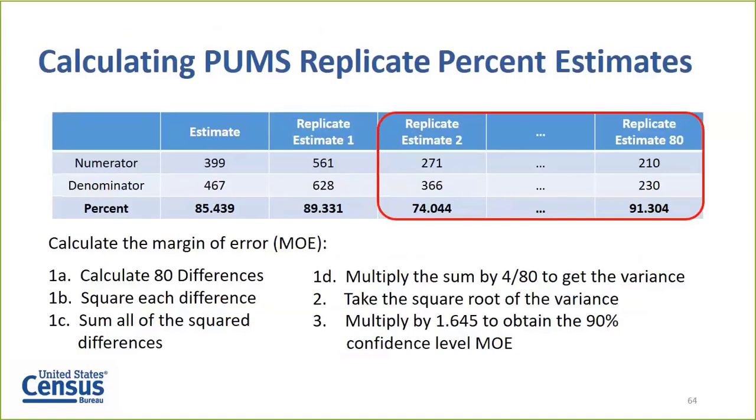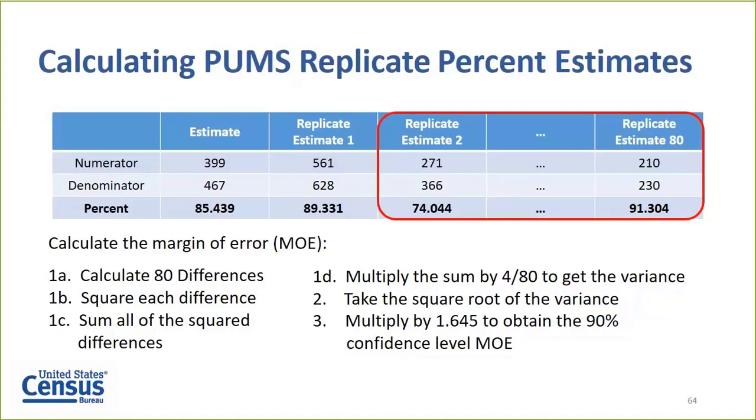As I said, we'll need to do this 80 times, once for each replicate weight. The second and 80th replicate numerators, denominators, and percents are circled in red. Note that you should not round the percents or replicate percents until the very end, and if you must do so, once you obtain the margin of error, then round.